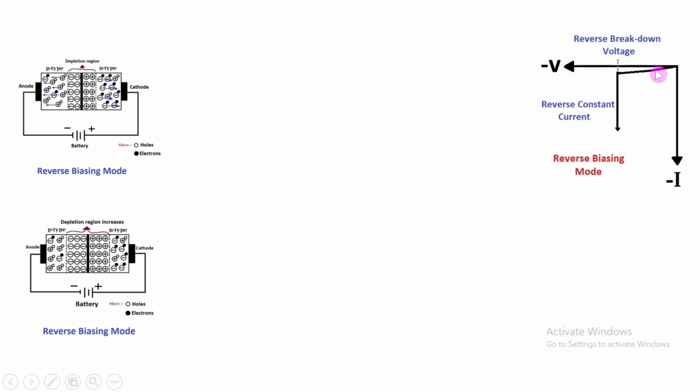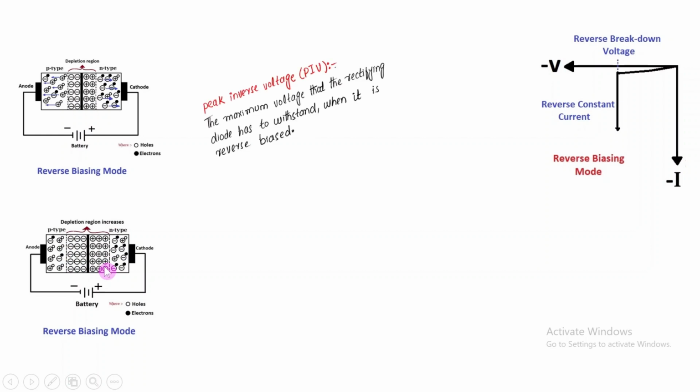Okay, so if we increase the reverse voltage, the current will increase in the reverse direction here. The current will increase due to this motion of these charges, and here the electric field will increase. So this is the last limit of this device up to which it can bear the electric field. That voltage up to which it can bear is called the peak inverse voltage. So the maximum voltage that the rectifying diode has to withstand when it is reverse biased is called the peak inverse voltage.